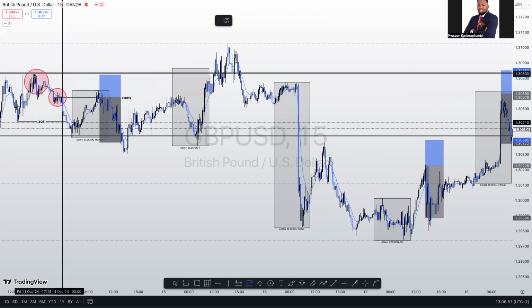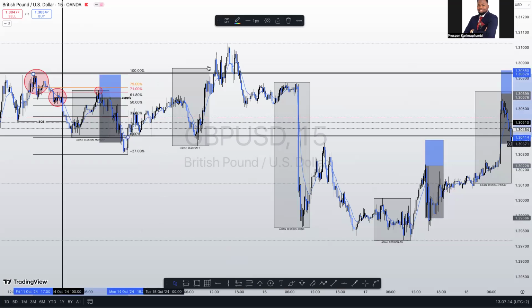So if we take our Fibonacci, place it on that highest point, and then place it on this lowest point, right? You can actually see that this market respected the 71, 79% retracement level on our Fibonacci there, right?